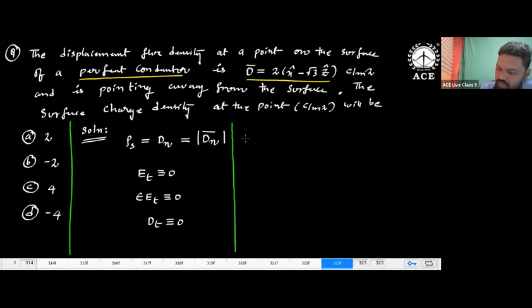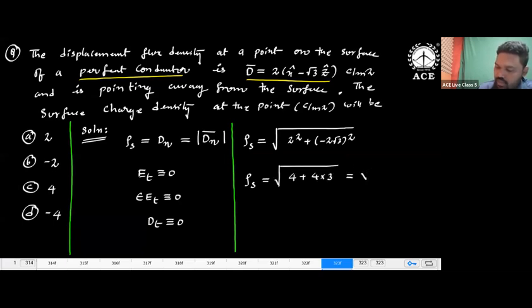Surface charge rho s is equal to, you have to take the magnitude of this one. What is the magnitude of that? Square root of 2 square plus minus 2 root 3 square. So the rho s is equal to square root of 4 plus 4 into 3, which is square root of 4 into 4, which is plus or minus 4 coulomb per meter square.